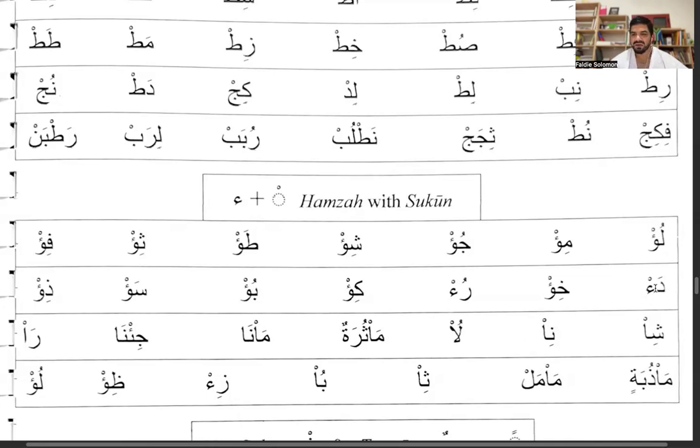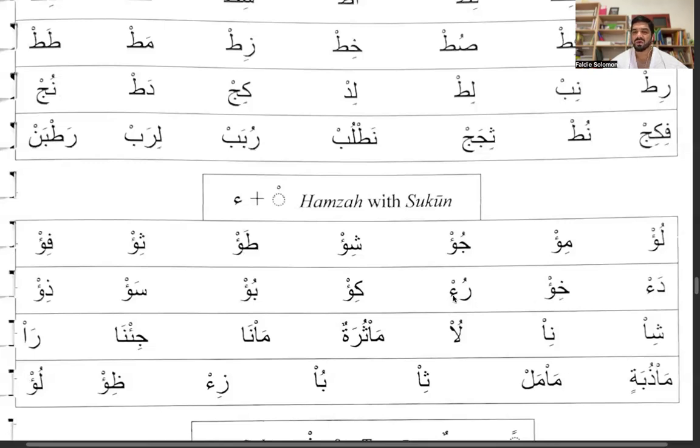Let's read this line now. Sometimes the hamza doesn't have anything that's carrying it, or the waw is carrying it. It's on top of a waw, or it's on its own. So that's also found sometimes.